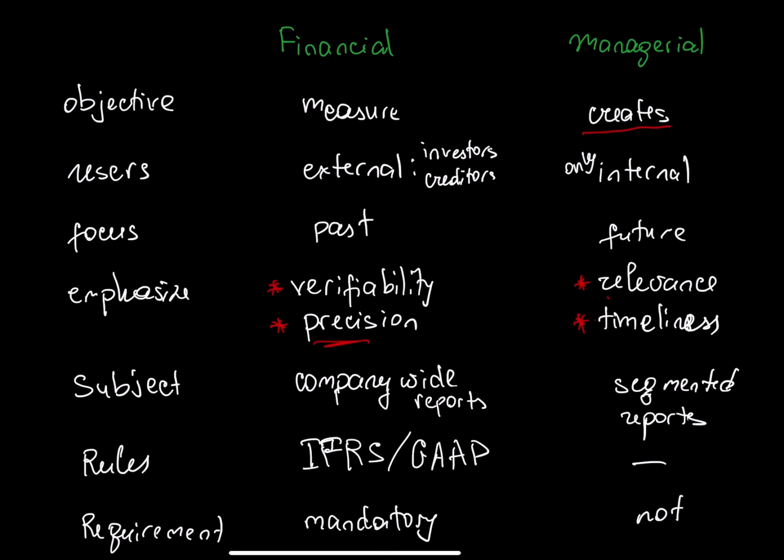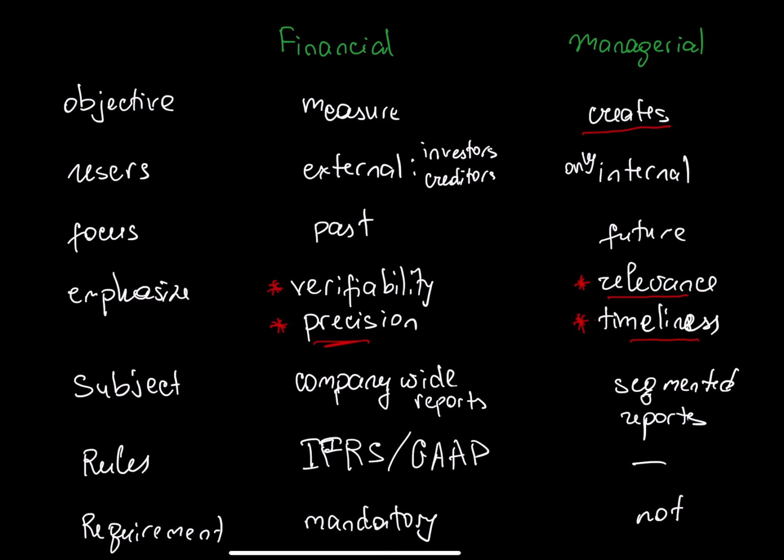So we are looking into relevance. The information must be relevant to a specific product, to a specific division, as well as the timeliness. So we have to get information in a timely manner and include it to prepare certain managerial accounting reports.